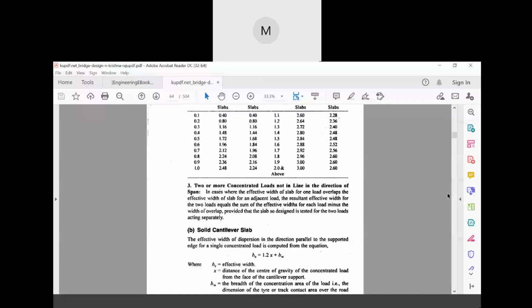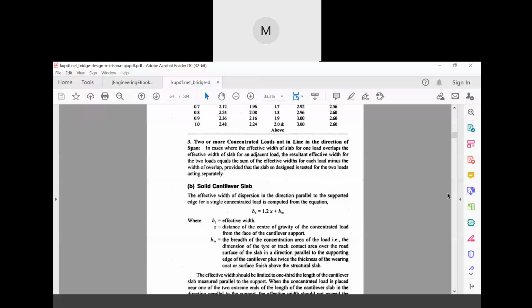Now, coming to the next one. This is another case, two or more concentrated loads that are not in a line in the direction of the span. Okay, now we'll go to the next one. This is called solid cantilever slab.